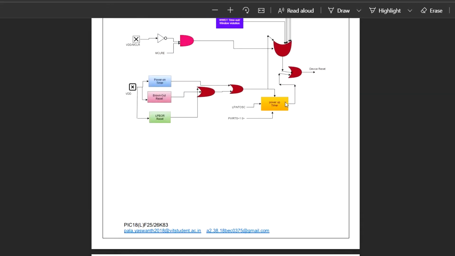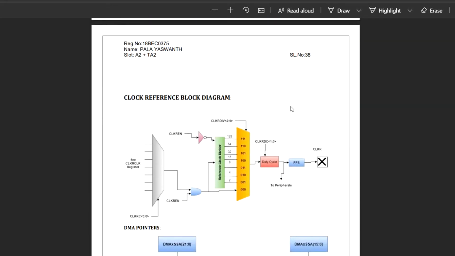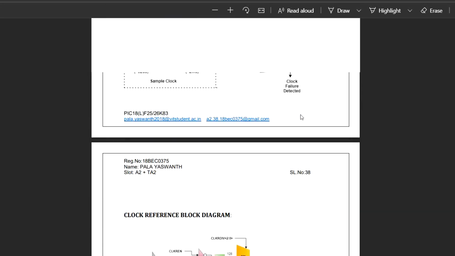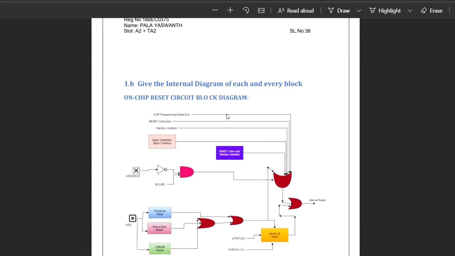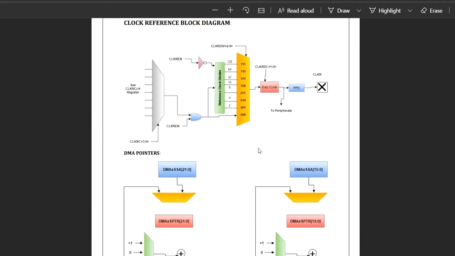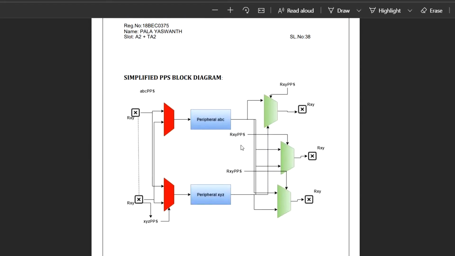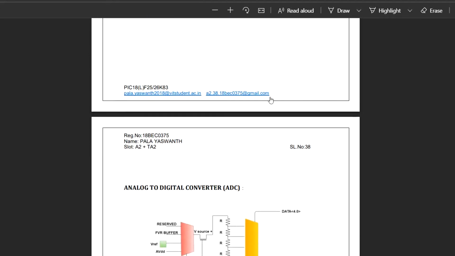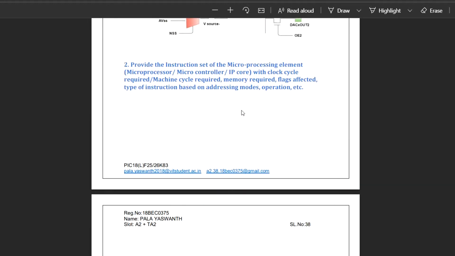These are the internal components present in the microcontroller, which help it to carry out different types of processes. Here we can see the clock source block diagram and the power-on reset block diagram, which is necessary to reset the microprocessor. There are also the clock reference diagrams, DMA and counters, and other internal components such as the analog to digital converter. That's up to the first question.